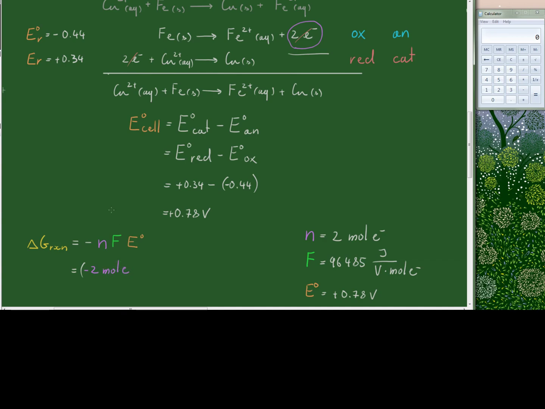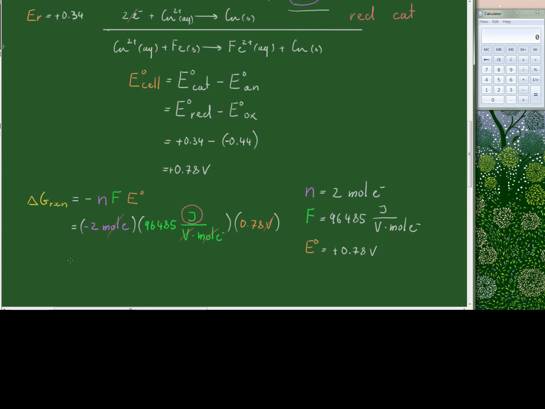of electron multiplied by the Faraday's constant, 96,485 joules per volt mole electron, multiplied by the cell potential, 0.78 volts. And certain units will cancel. So this mole of electron and this mole electron will cancel. This volt and this volt will cancel, and I will be left with joules alone.